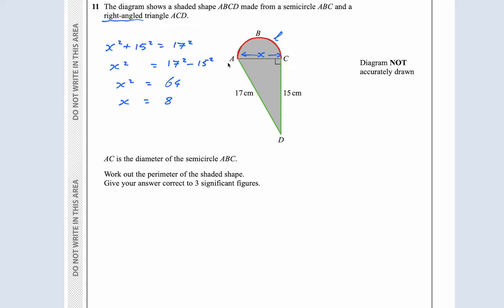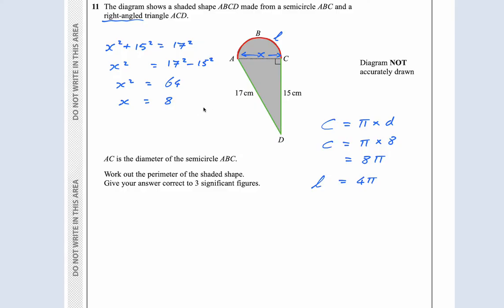Okay, now how do I find the circumference of a circle? Well, circumference is equal to pi times diameter. The diameter is 8. So the circumference is equal to pi times 8, or 8 pi. If the circumference of the full circle is 8 pi, what's the length of half the circle, which we have called L? Well, it's half of 8 pi, which is 4 pi.